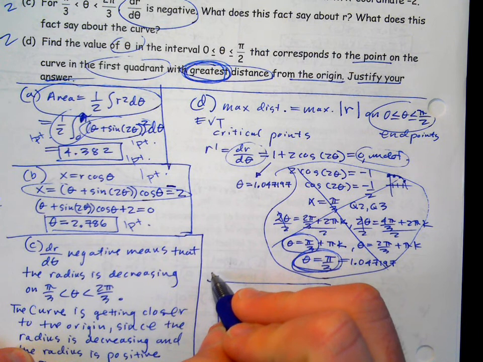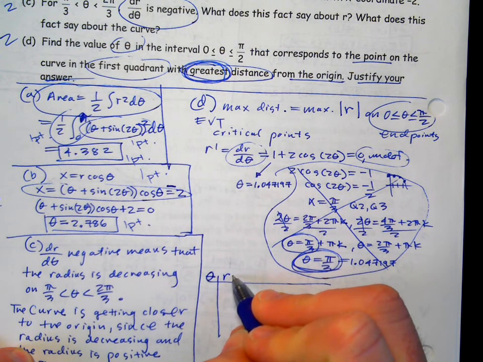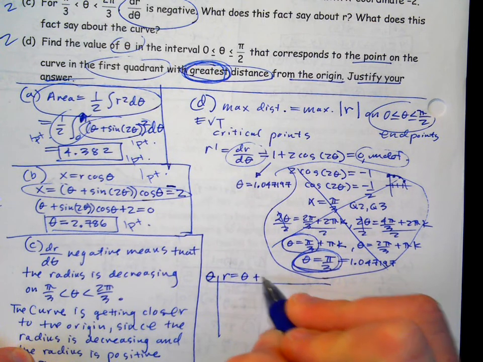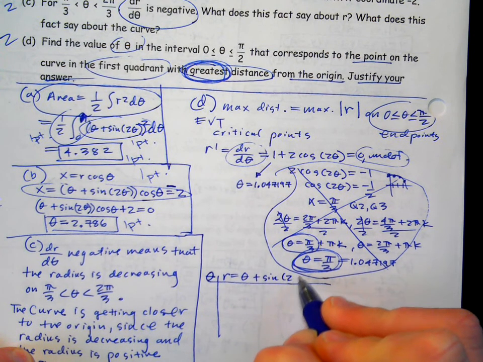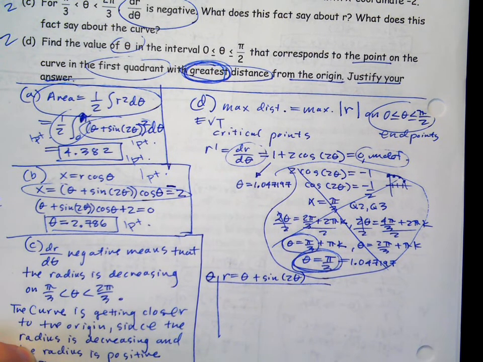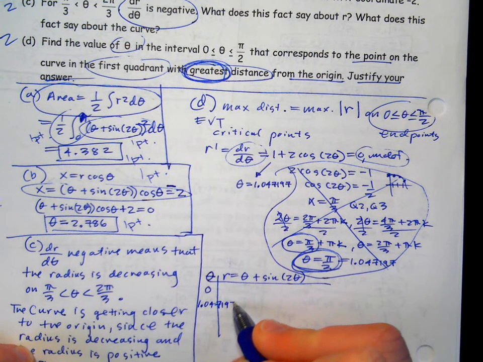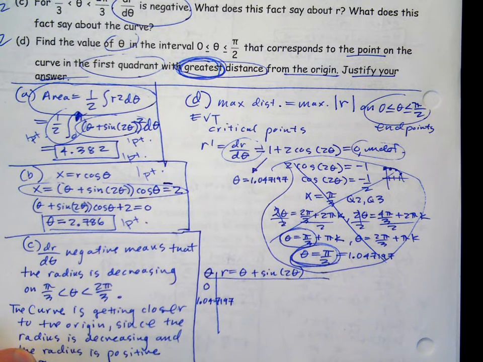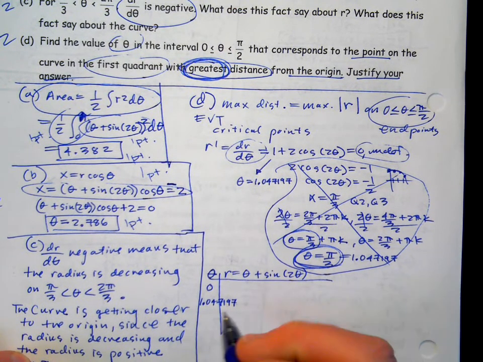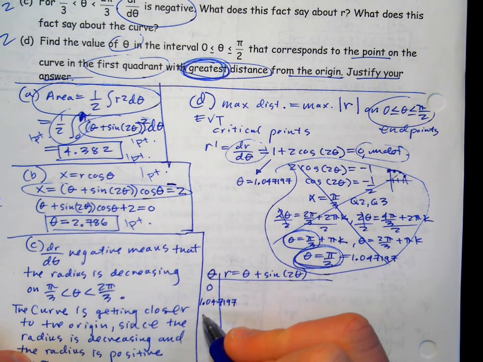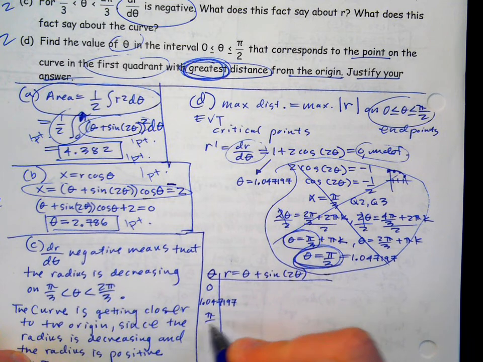We're plugging values of theta into R. The equation for R is theta plus sine 2 theta. I like to write this on here to make sure I don't plug things in the wrong spots. The endpoints are 0. The critical point is 1.047197, because if I did it on my calculator, I wouldn't necessarily realize that was pi over 3. So we'll just put the decimal, and then the other endpoint was pi over 2.